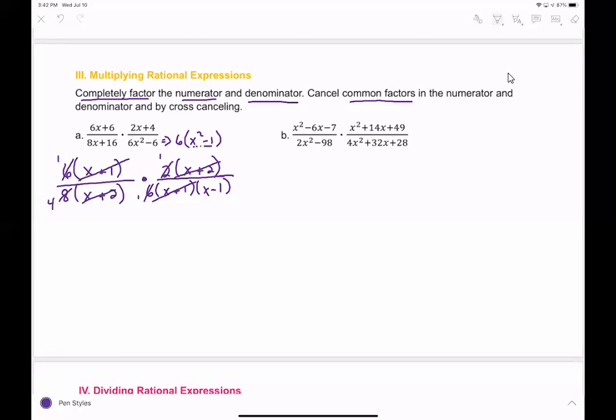So when we now have everything canceled out, I'm going to multiply the numerators out, which is 1, over the denominator, which is going to be 4, and then x minus 1.